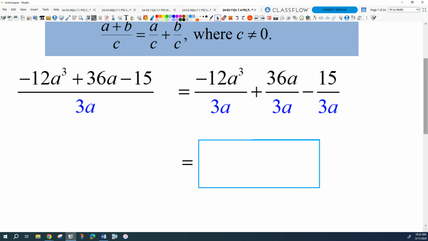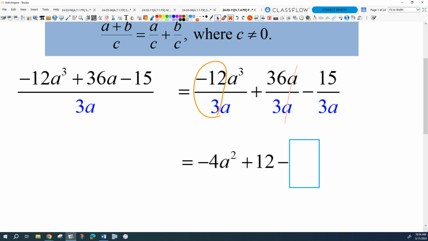What are we going to get from our first term if I simplify? Negative 4x squared. Yeah, everybody agree? Because the number part is just going to simplify to negative 4, and a cubed over a is just a squared. Good. So we just get that. How about the next one? What's this simplify to? 12. Yeah, 12. Look, the a's just cancel, don't they? And I just get 36 over 3, which is 12.